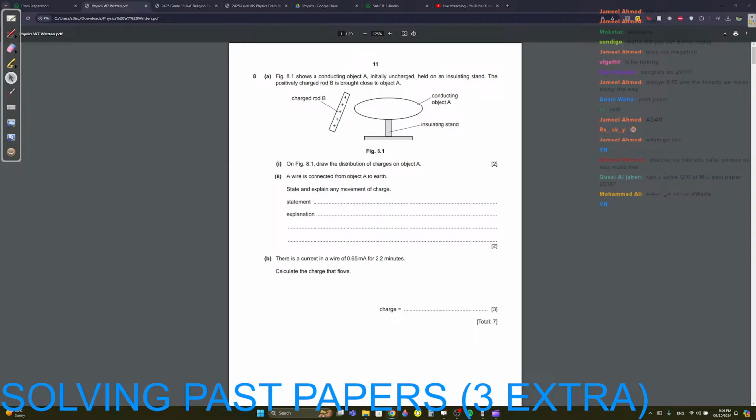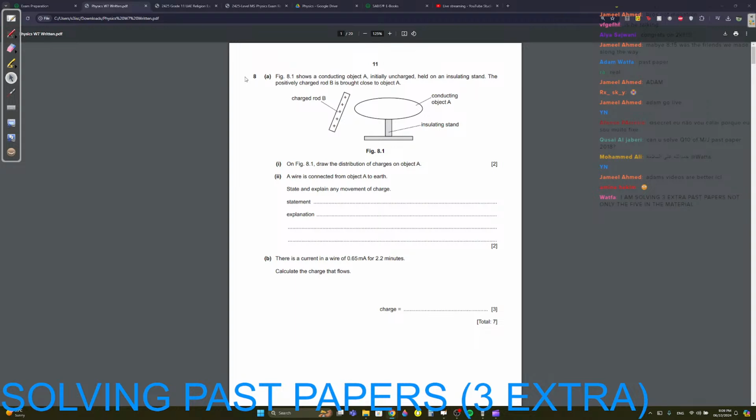I am solving 3 extra past papers, not only the 5 in the material. In this message. Okay, so why am I doing this? It's because in the old physics material, there were 8.